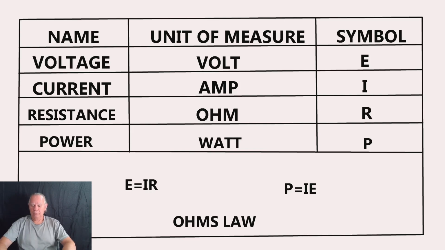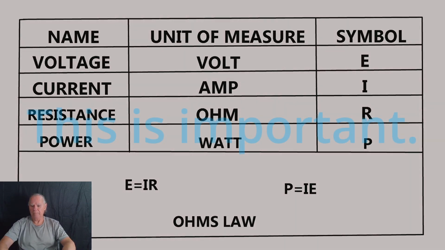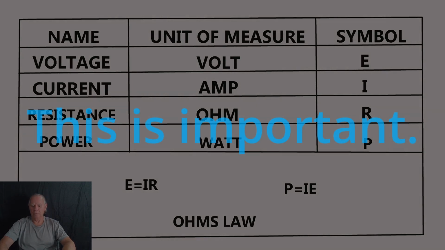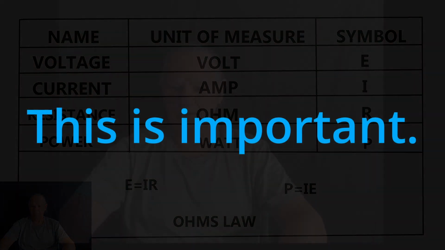Ohm's Law is basically 2 formulas. E equals I times R, which is voltage equals current times resistance, or P equals IE, which is power equals current times voltage. Any other form of that can be derived by manipulating those 2 formulas. But this is the one page you probably should learn and memorize.